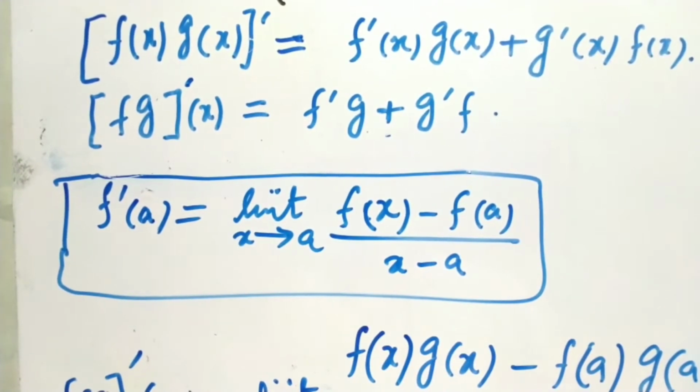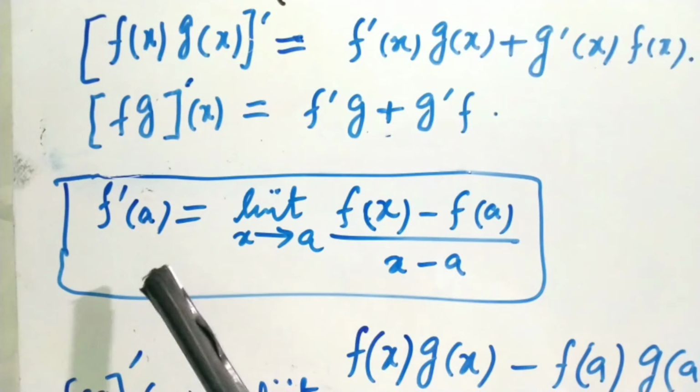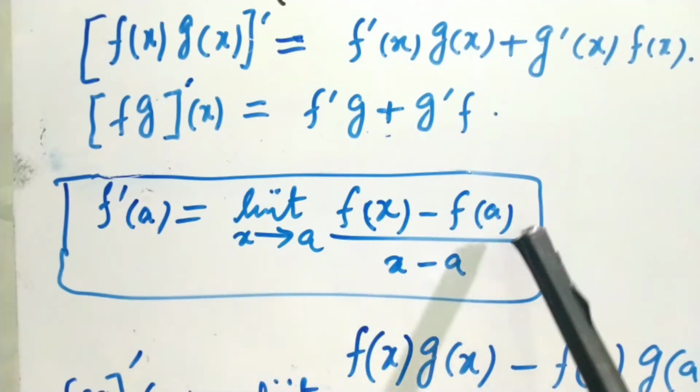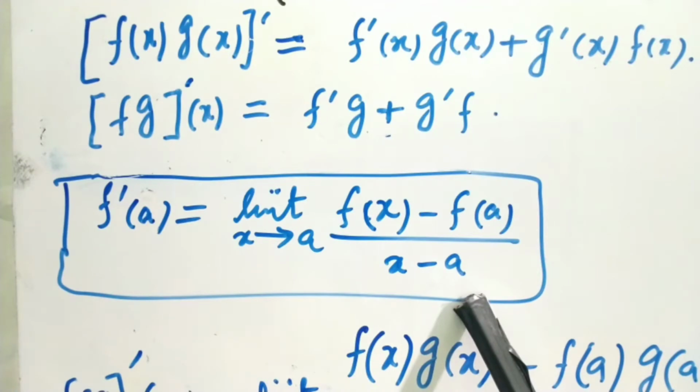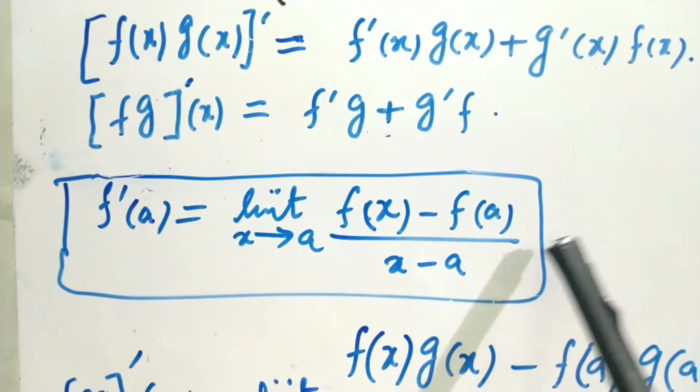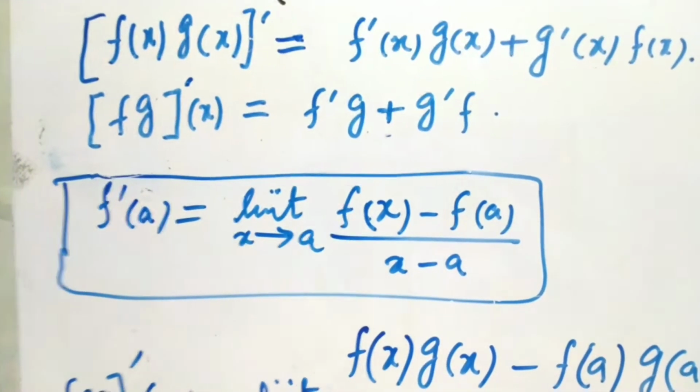So guys, we have done the first principle method earlier, that is f dash of a is equal to the limit as x approaches a of f of x minus f of a divided by x minus a. So we are just going to prove this formula by putting f of x as f of x into g of x, and f of a as f of a into g of a. We just plug in the values in the formula.